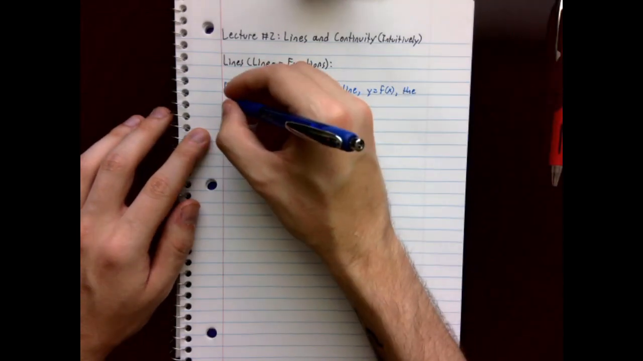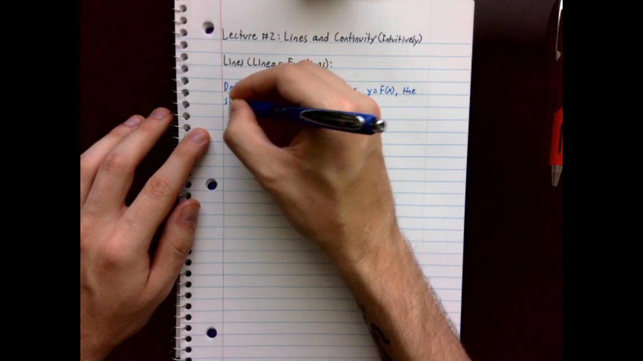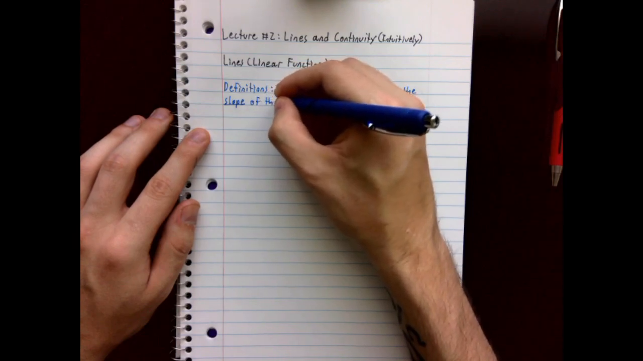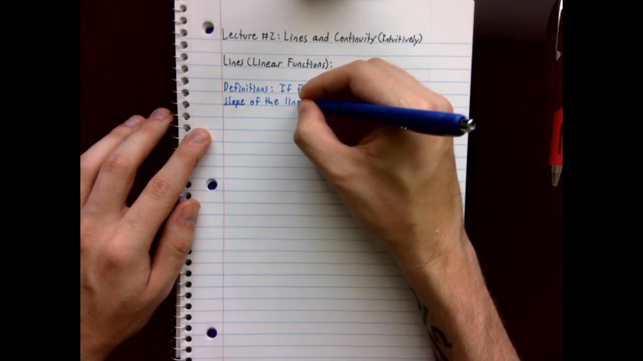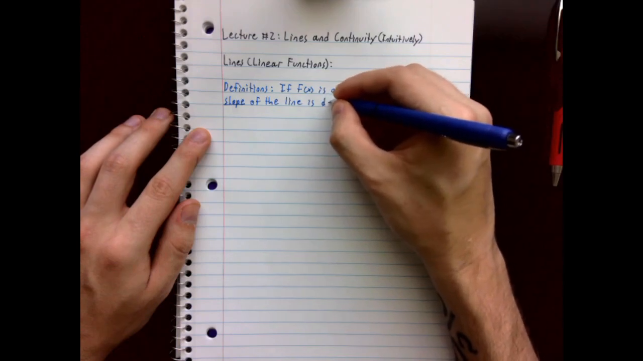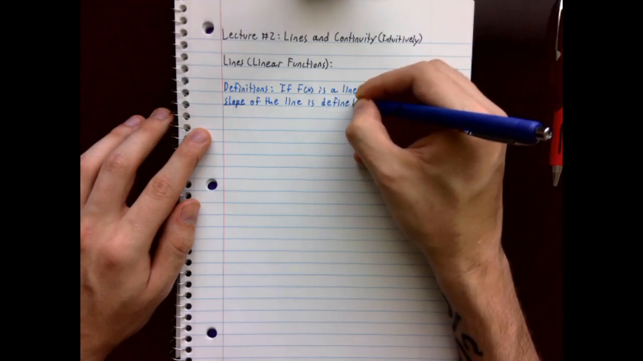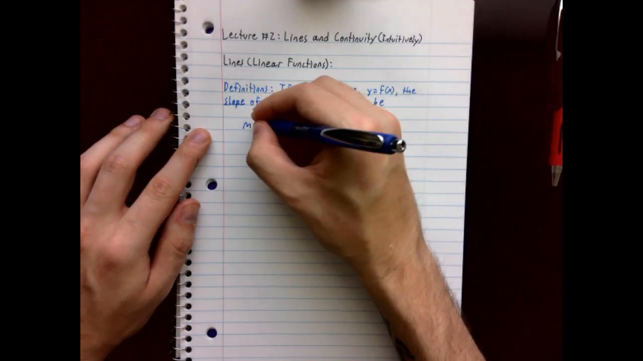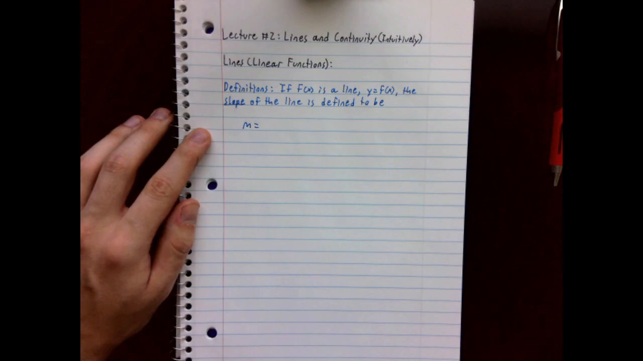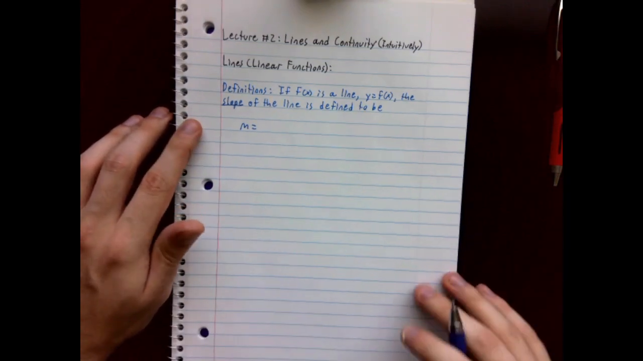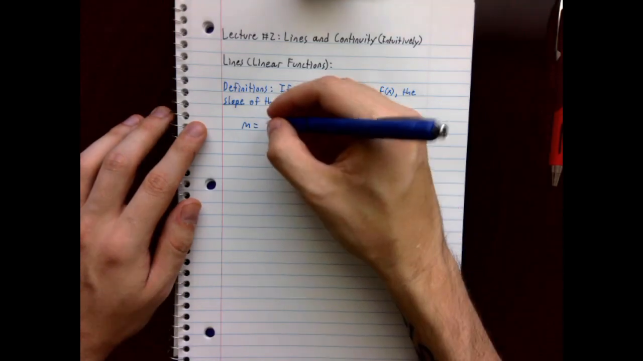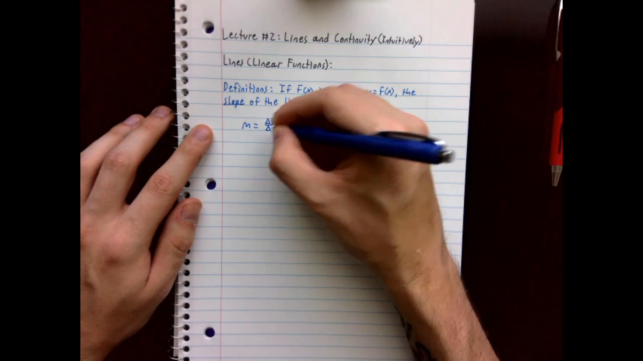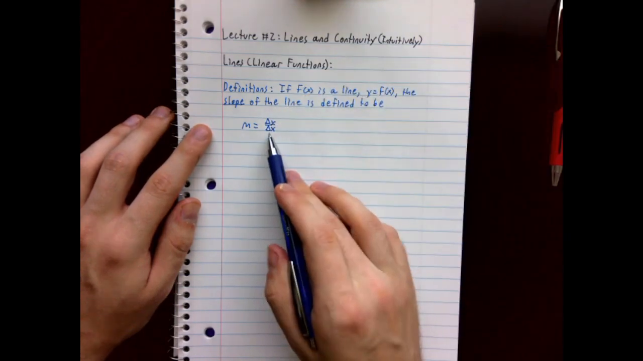the slope of the line is defined to be, well, what is it defined to be? Typically we denote it with a little m. This is just an arbitrary choice of a letter, but it's standard notation. So m is going to be the change in y, which we'll typically denote by a delta y, over a change in x, delta x.